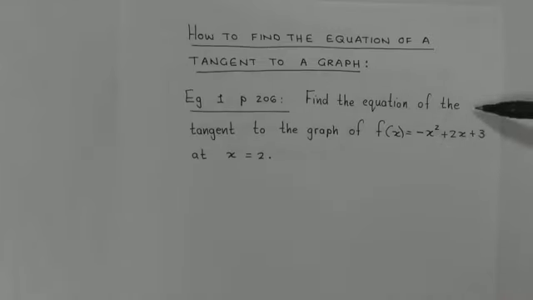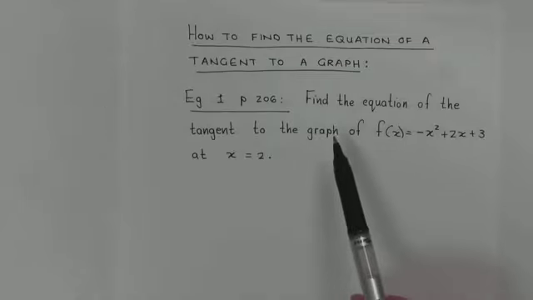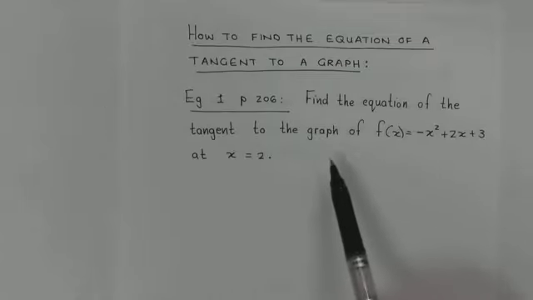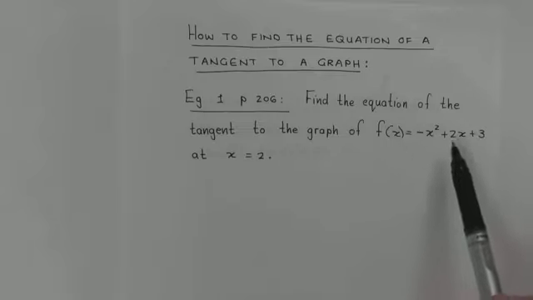So the way I've set it up, I've given you an example which we'll do step by step by step, and then the next example we will just flow through without first getting stuck on all of the steps. So how to find the equation of a tangent to a graph. And this example is example 1 on page 206 in the textbook. Find the equation of the tangent to the graph of f, defined as f(x) = minus x squared plus 2x plus 3, at x equal to 2.